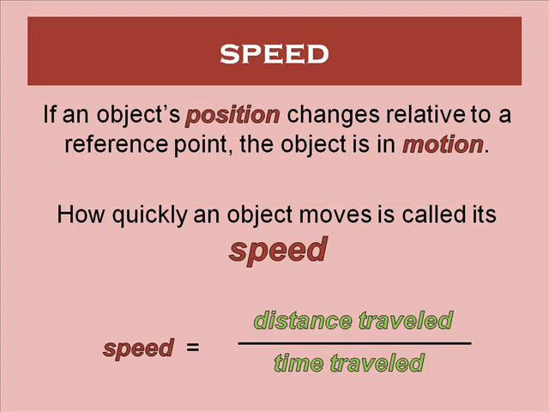So now that we have a better understanding of how we measure position and movement, let's go on and talk about speed. If an object's position changes relative to a reference point, then we say that the object is moving or is in motion. How quickly an object moves is called its speed. The scientific definition for speed is the distance traveled divided by the time it took to travel.